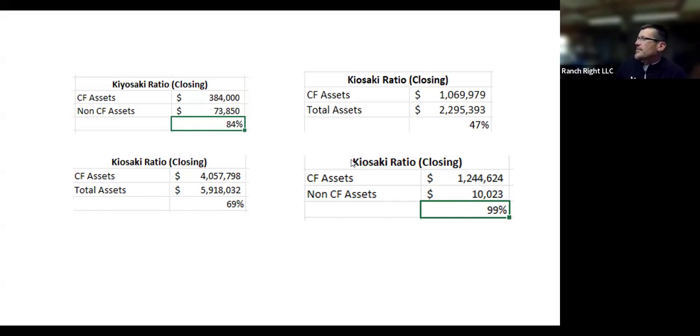This would be an obvious example for that, right? It's hard to get off 99% when you only have $10,000 in non-cash flow producing assets. Some of these, like the lower ones, though, it would have a more outsized impact. Good question. Anything else? All right, let's go one more.